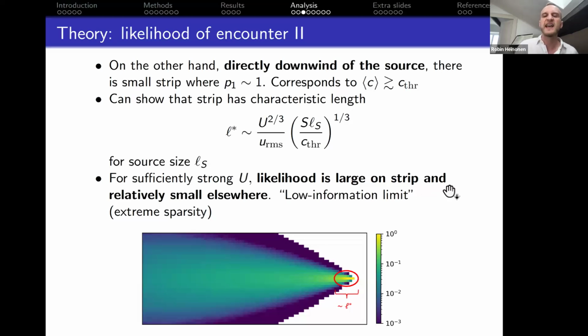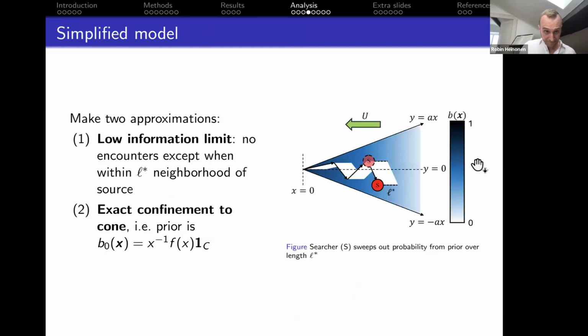And now what we're going to do is take this low information limit to the extreme, the limit of extreme sparsity. That's the limit where there are no encounters except when you're within this L star neighborhood of the source. And we're going to put one additional approximation on top of that, where we replace our Gaussian confinement with an indicator function, so that we have exact confinement, and the prior has the following form, where f of x is just some function of the downwind distance.